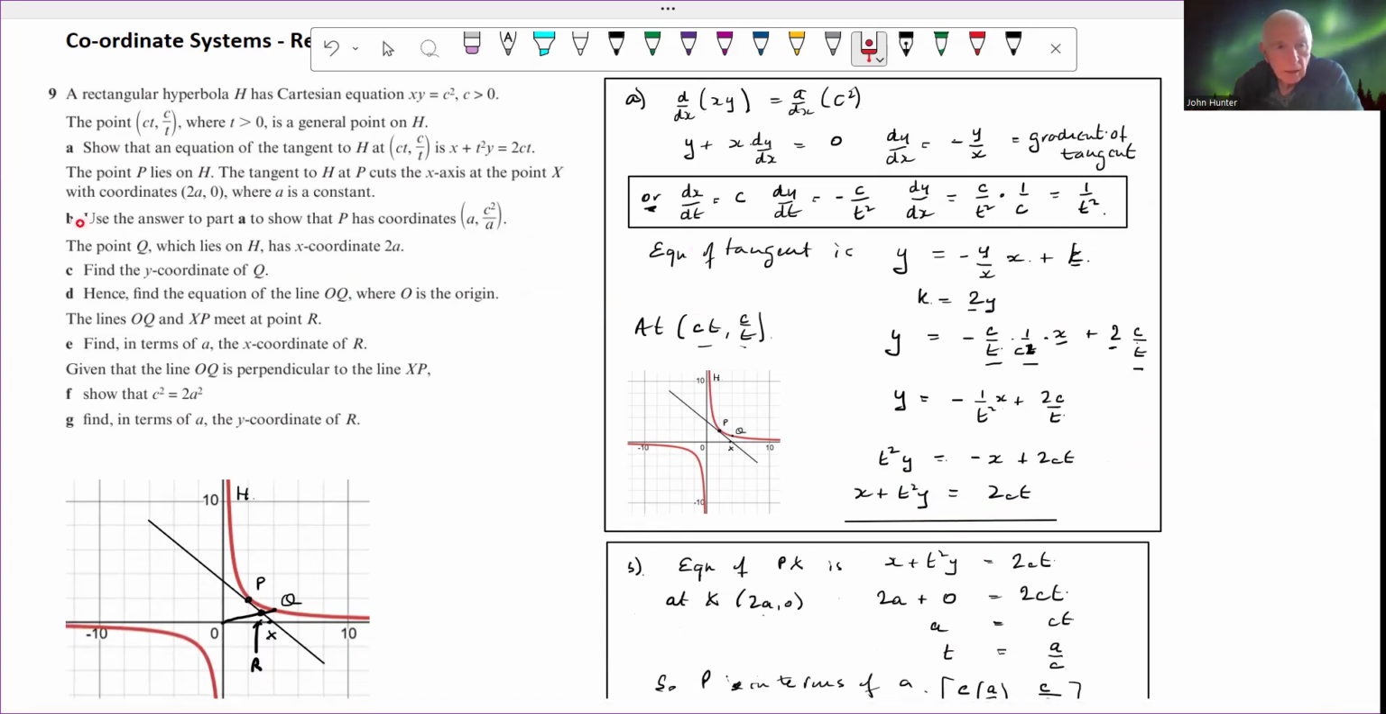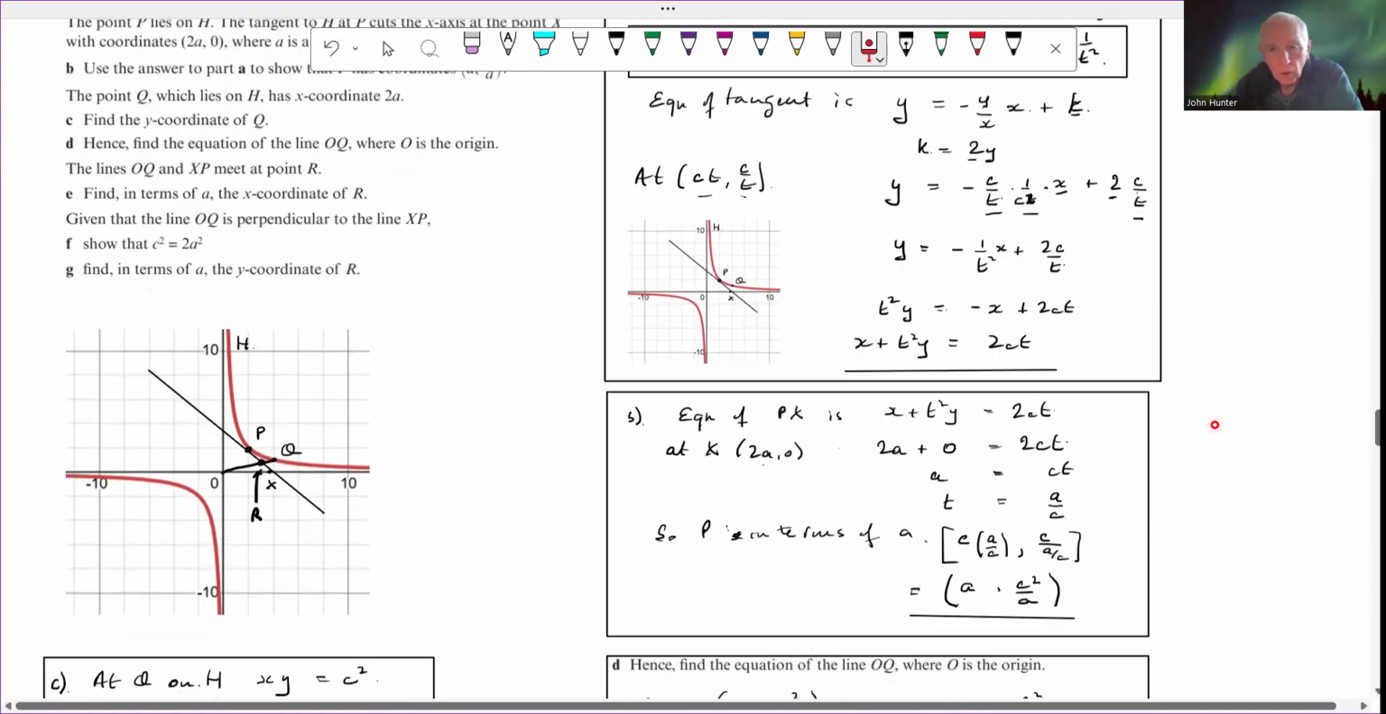Okay, so then it goes on to say the point P lies on H. Yeah, that's here in the diagram. The tangent to H at P cuts the x-axis at the point X there with coordinates (2a, 0). So X is 2a along the x-axis. Use the answer to part A to show that P has coordinates of that.